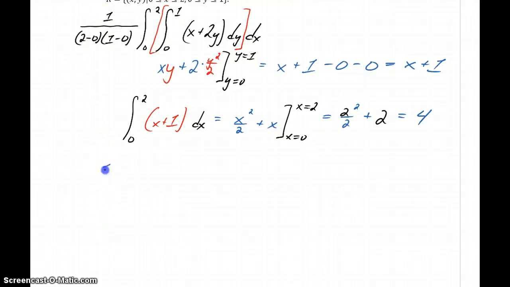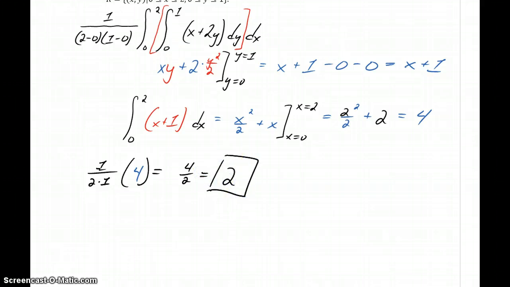So now what we have is 1 over 2 minus 0 times 1 minus 0, or 1 over 2 times 1, times the 4 that we ended up with here. So essentially we have 4 over 2, or just 2, as that average value.